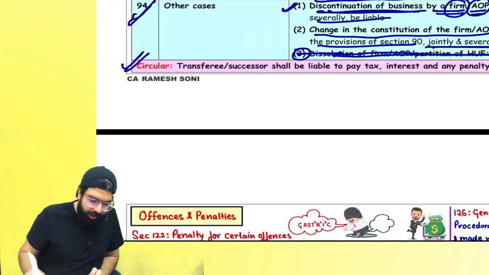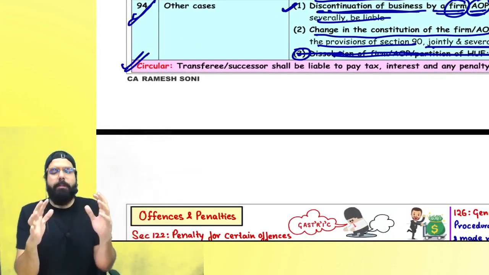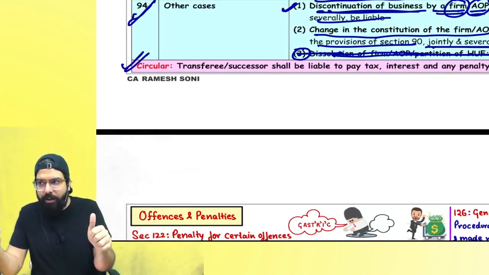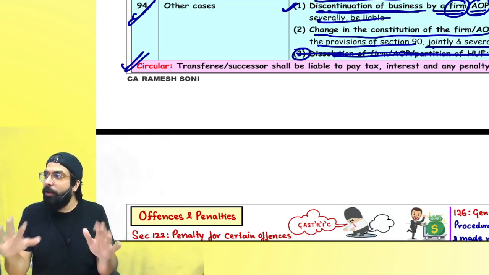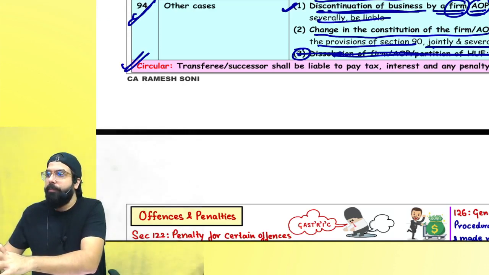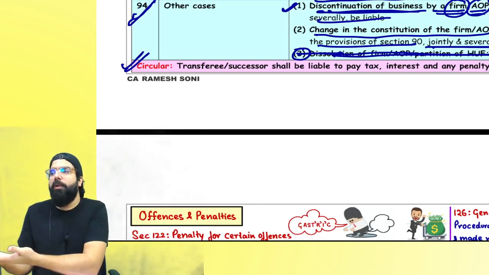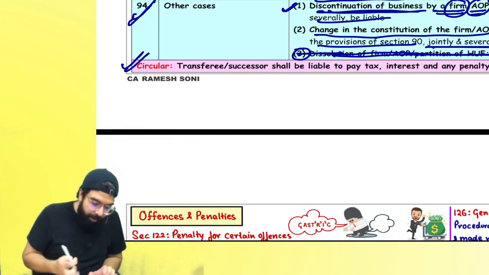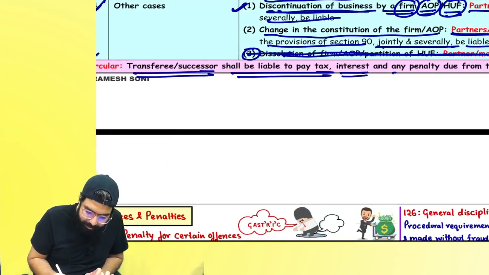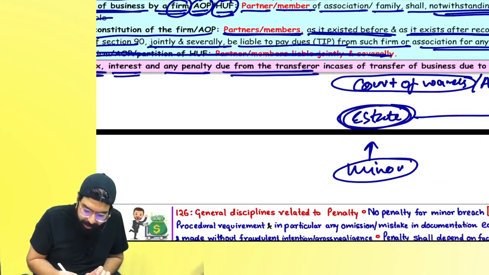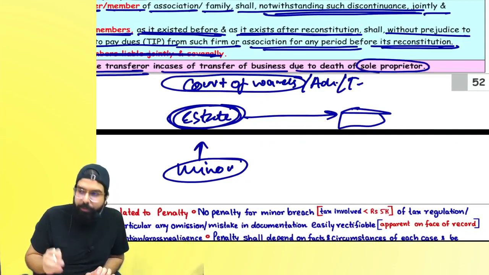Now, everyone over here, tell me one thing. One person went ahead and transferred his business to another. For example, one father died. Son went ahead and took over the business. In that scenario also, it's a transfer of business. For old dues, who will be liable? Transferor and transferee both. And for new dues, who will be liable? Only the transferee. The transferee or successor is liable to pay the tax, interest, penalty, dues from the transferor in case of transfer of business due to the death of the sole proprietor.